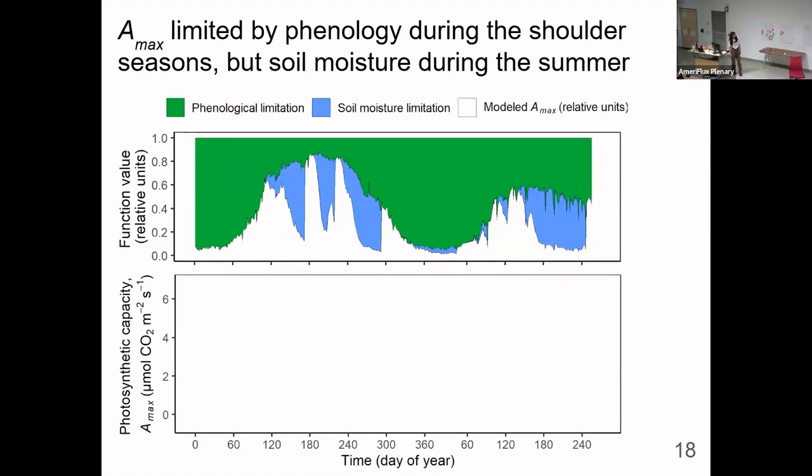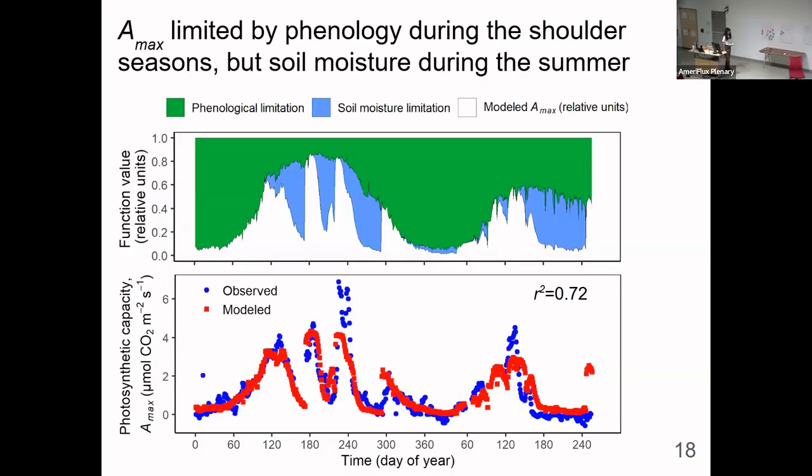Our model showed that AMAX was limited by phenology during the shoulder seasons, which is represented by the green area. But soil moisture, which is represented by the blue area, became equally, if not more limiting over the summer. This relatively simple model was able to represent not only the ramp up in AMAX in spring and its ramp down in autumn, but also this sawtooth pattern in AMAX over the summertime, which was driven by periodic rainstorms that resulted in alternating wet and dry periods.